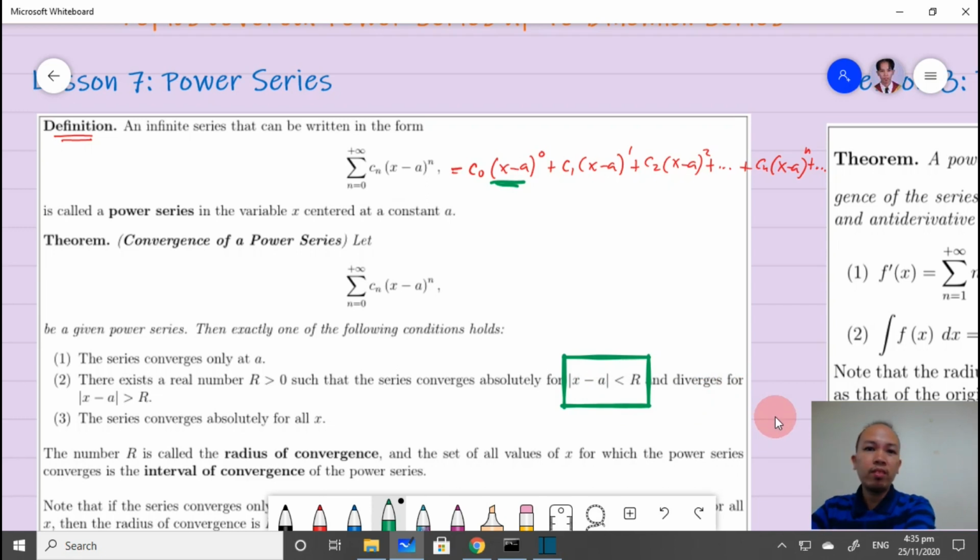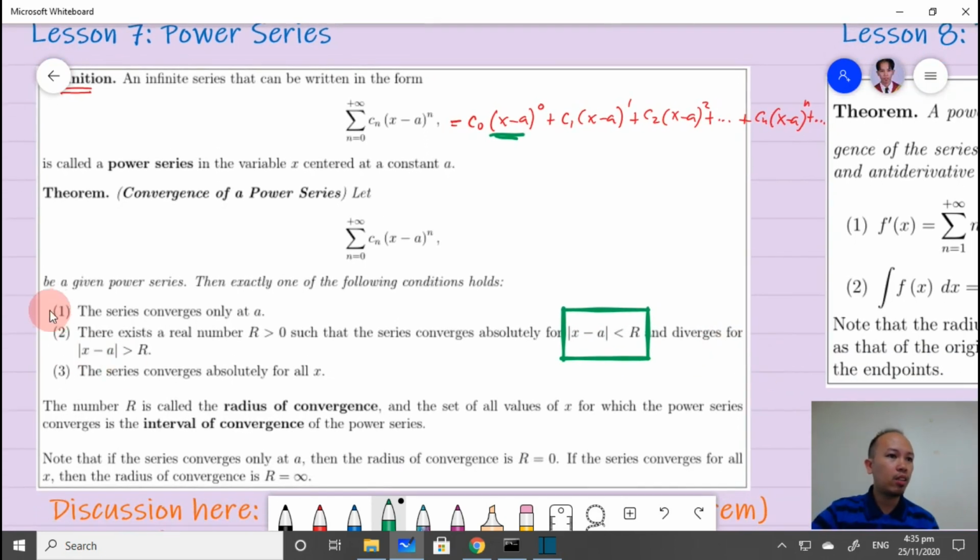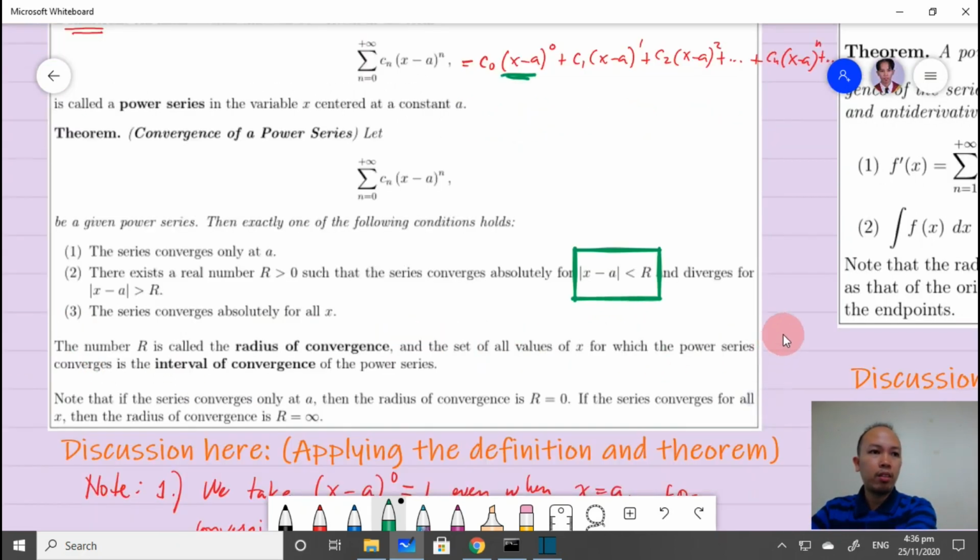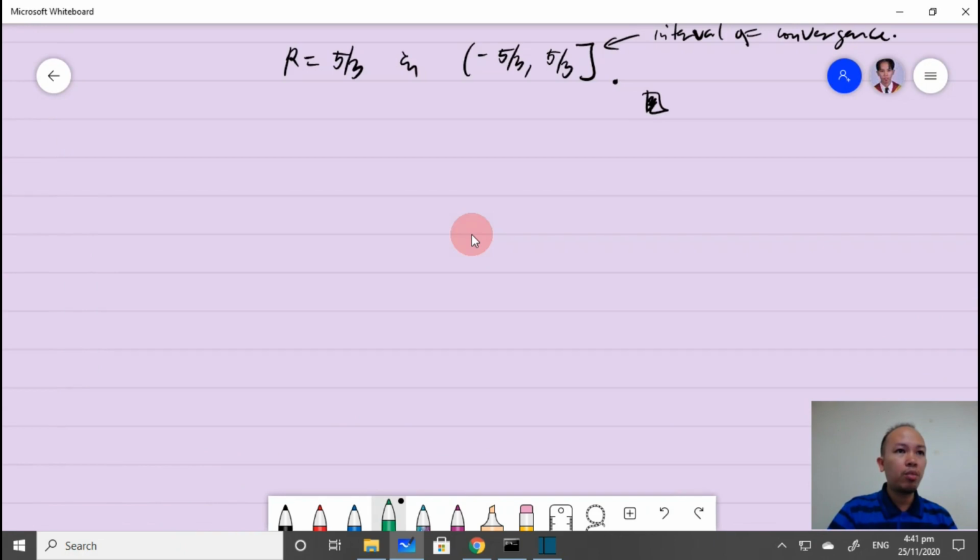So we illustrate case 1 and case 2. Let's try to illustrate case 3. Let's have an example for this one. Let's move down. Okay, for our third example, number 3, we have summation of x to the n over n factorial, where n starts from 0 to positive infinity. Okay, solution.